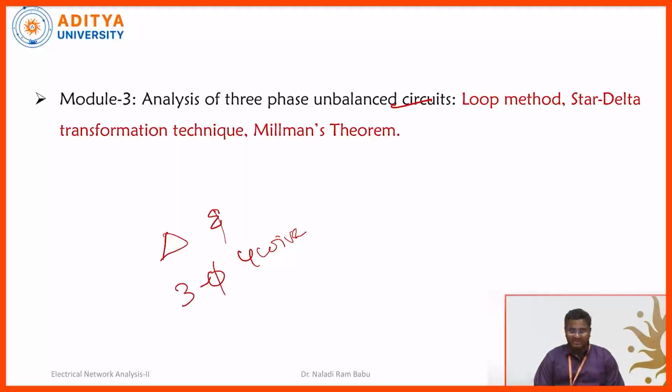In the three-phase 3-wire system, the loop method is one technique, star delta transformation is another technique, and Milliman's theorem is another technique. These three methods are used to solve three-phase unbalanced circuits, and we will go one by one. As star delta transformation is very easy, we will start our session with star delta transformation, followed by the loop method and Milliman's theorem.